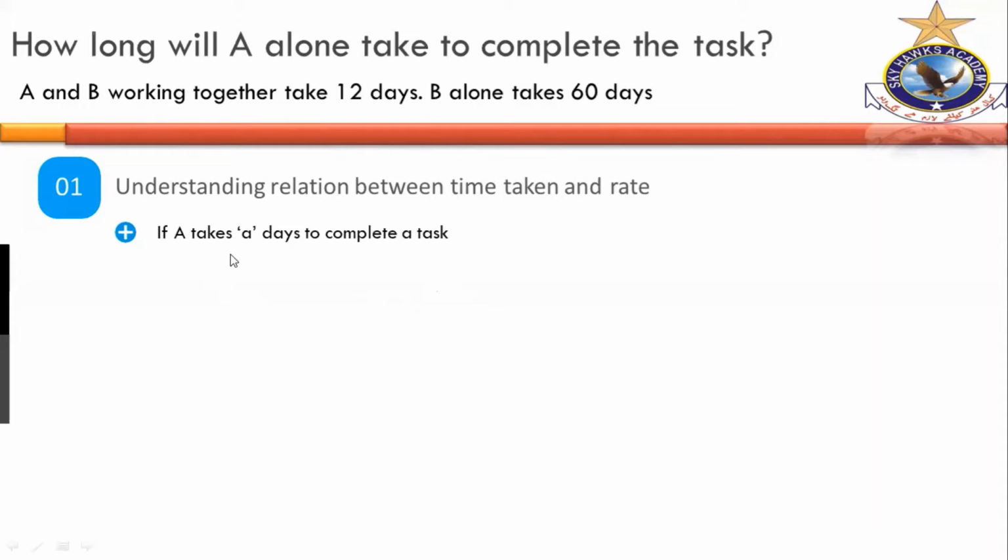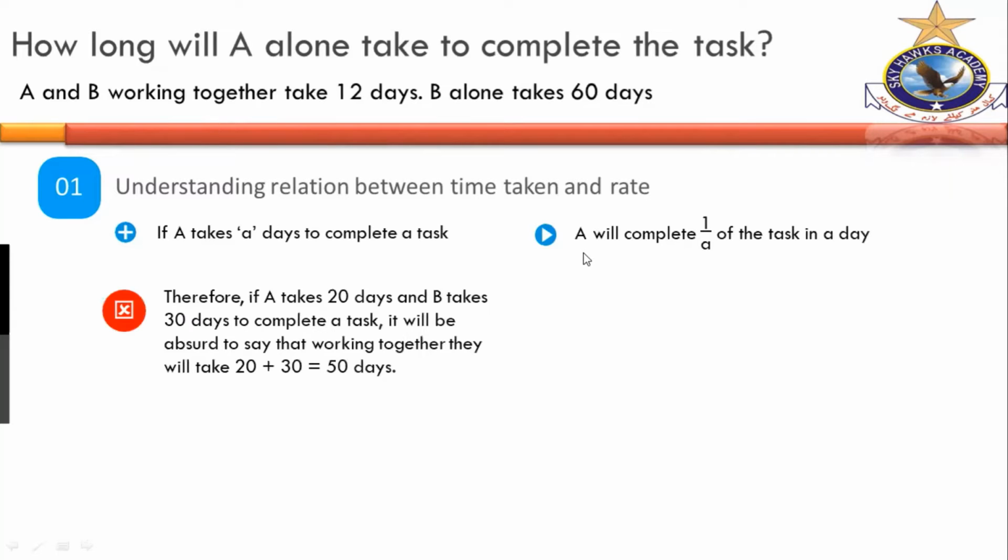If A takes A days to complete a task, so it's our assumption. We'll have to suppose something. If A takes A days, because what I mean to say is that B alone takes 60 days. So the unknown thing must be supposed: if A takes A days to complete a task, then please read this one. This leads to this statement.